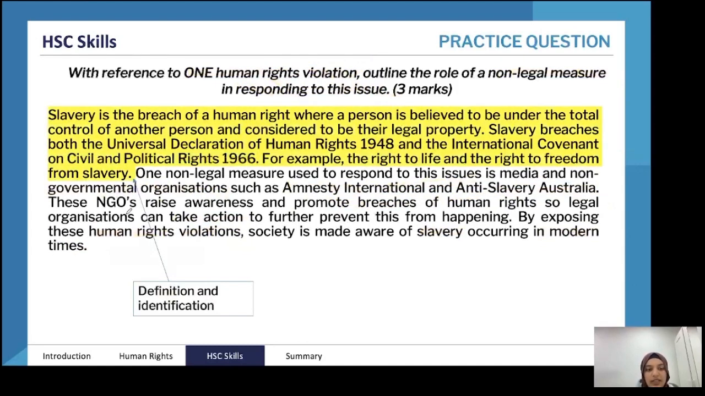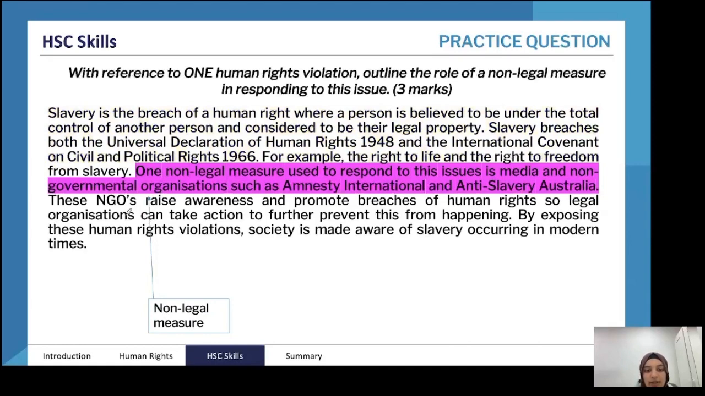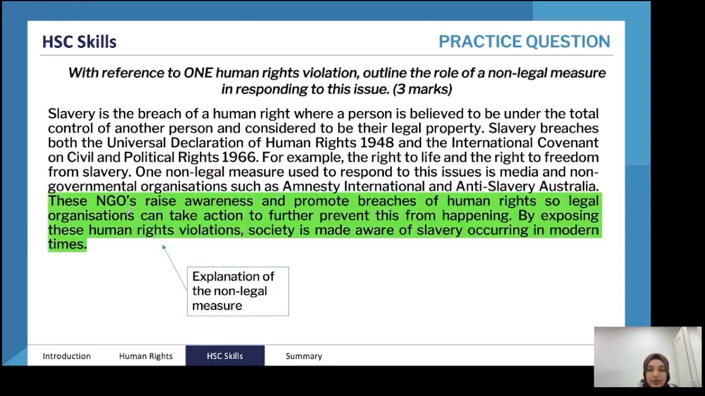So there we go. We start off with the definition and identification of a human rights violation, how it's a human rights violation. We then look at the non-legal measure. So with the non-legal measure of media and NGOs, we've given two examples of the Amnesty International and the Anti-Slavery Australia. And then we go to explanation of the non-legal measure and how they both sort of combine together. So these NGOs raise awareness and promote breaches of human rights, so legal organisations can take action to further prevent this from happening. By exposing these human rights violations, society is made aware of slavery occurring in modern times.